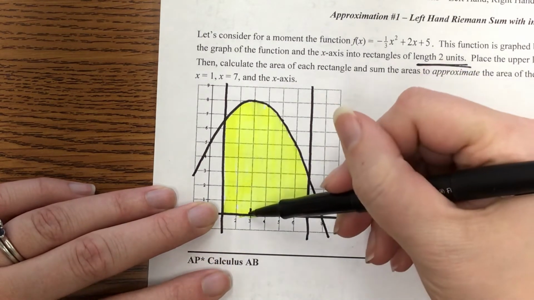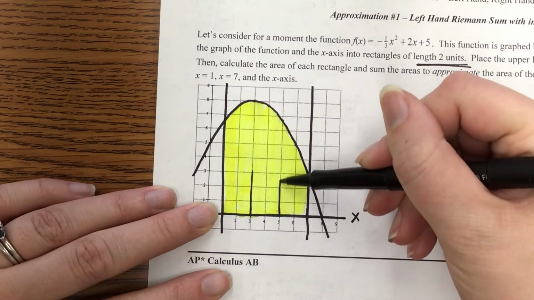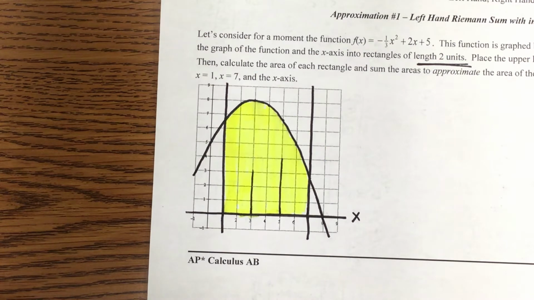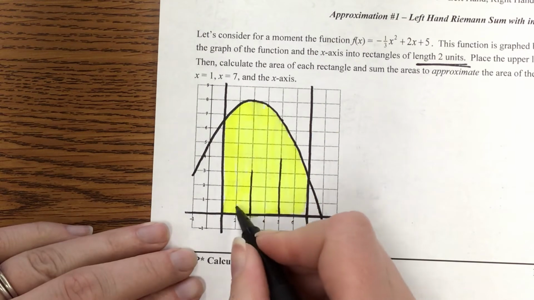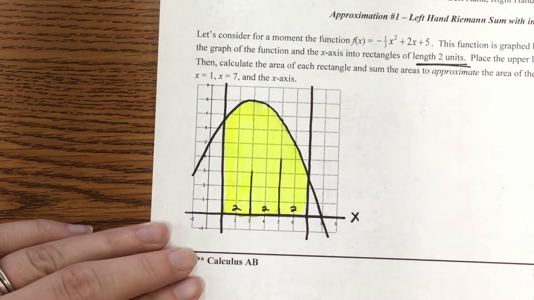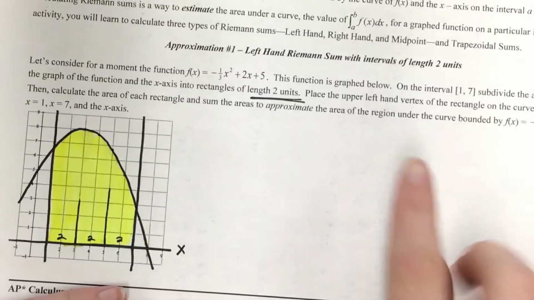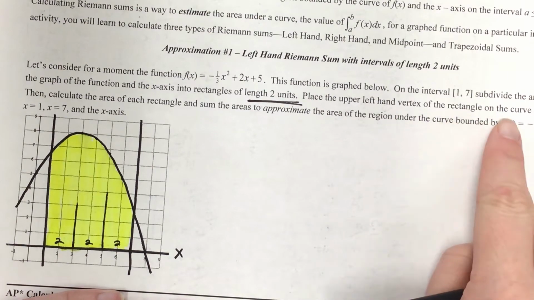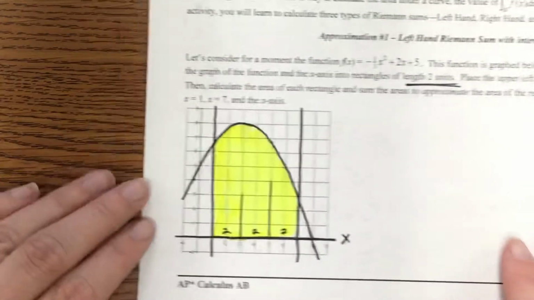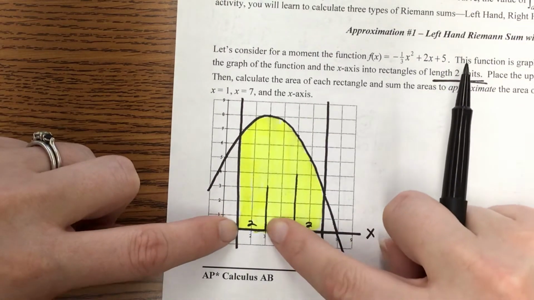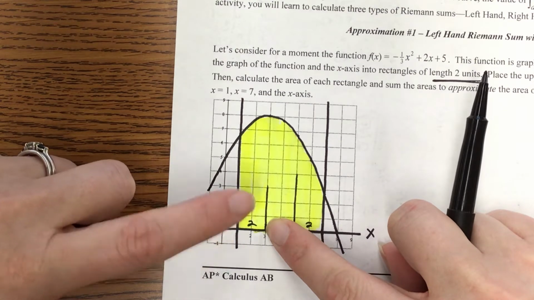We're going to make these rectangles come all the way up, and then we're going to use the areas of the rectangles to approximate. We just have to know how high up to make the rectangles because we know that our widths are 2. We just need to know heights so we can find areas. What we're going to do is place the upper left-hand vertex of the rectangle on the curve each time we draw one of these rectangles. So between here and here, between my two fingers, the left side is over here.